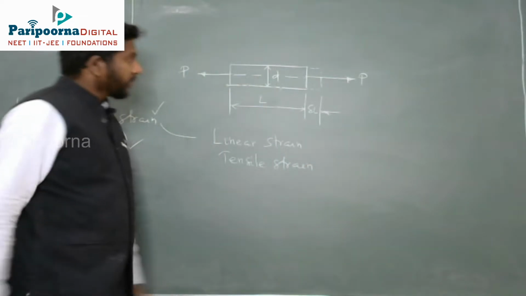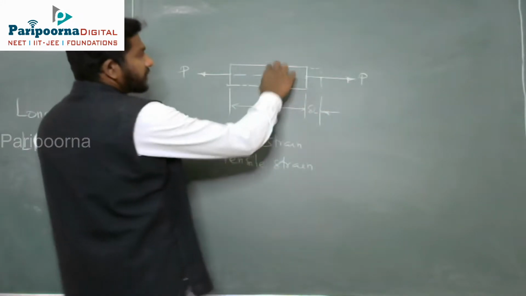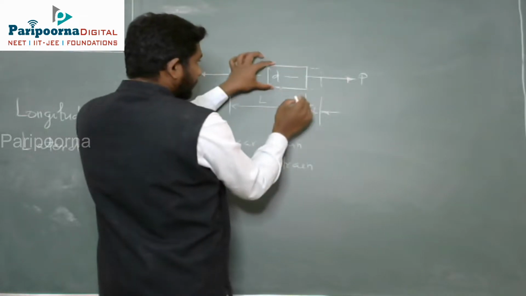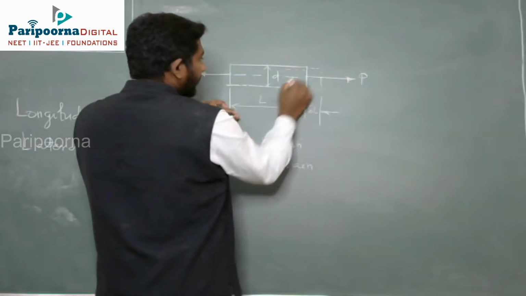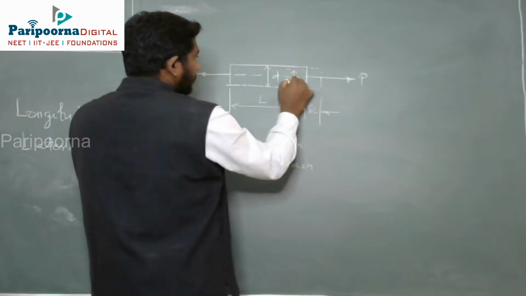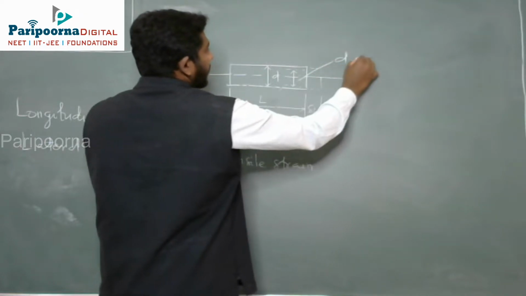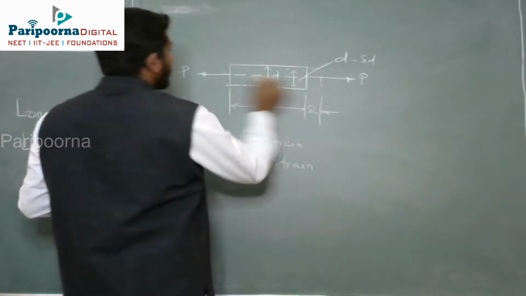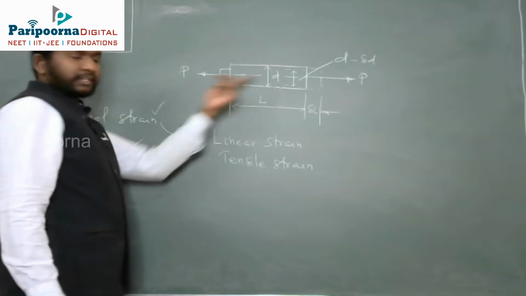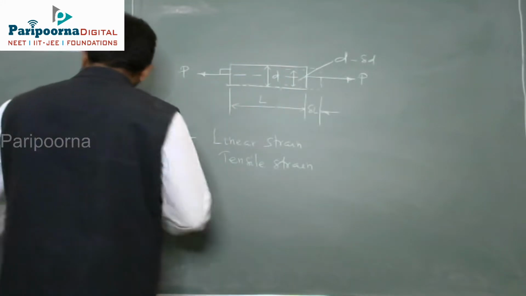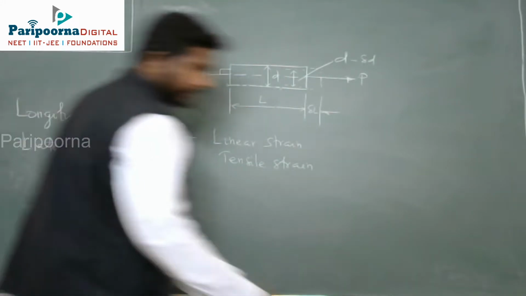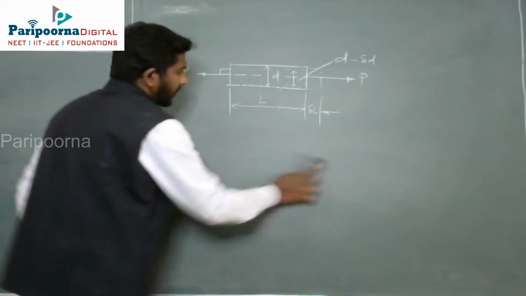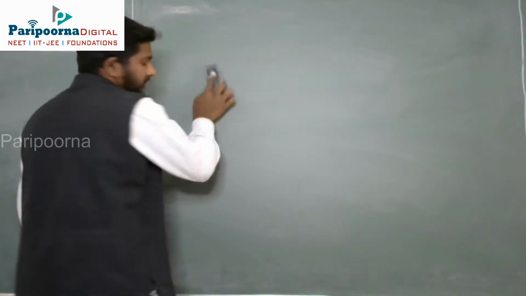You can say tensile strain. For the same loading condition, if the length is increasing, the diameter will decrease. This is the original diameter, and the diameter will decrease. This is nothing but d minus del d. So the diameter is decreasing at right angle to the line of action of the load. So that is lateral strain. This is how you have to define what is longitudinal strain and what is lateral strain.